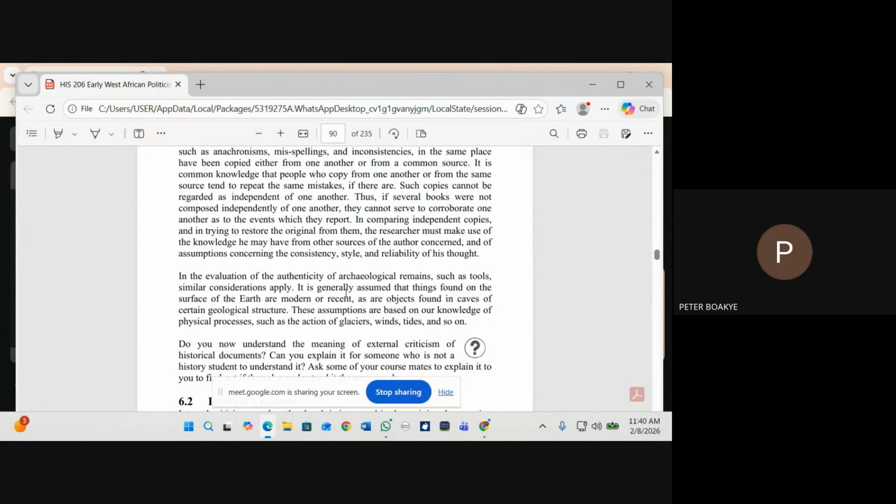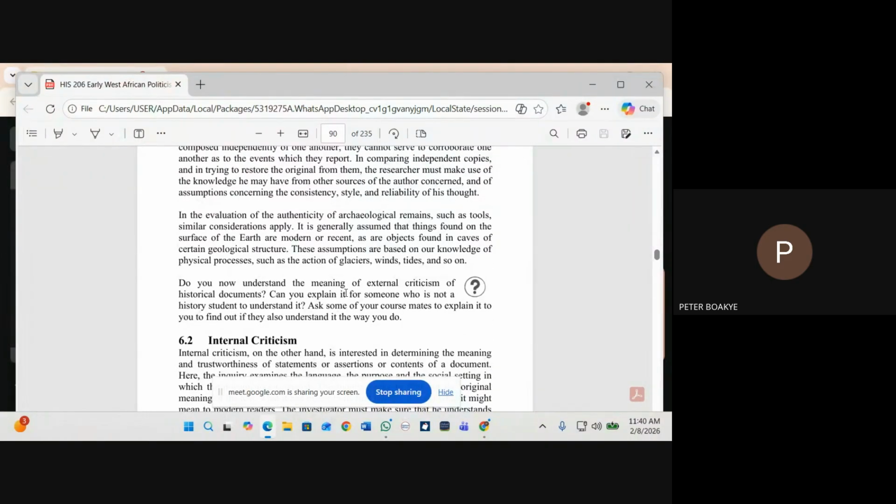In the evaluation of the authorship or authenticity of archaeological remains, such as tools, similar considerations apply. It is generally assumed that things found on the surface of the earth are modern or recent, as are objects found in the caves of certain geographical structures. These assumptions are based on our knowledge of physical processes, such as the actions of glaciers, winds, tides, and so on.